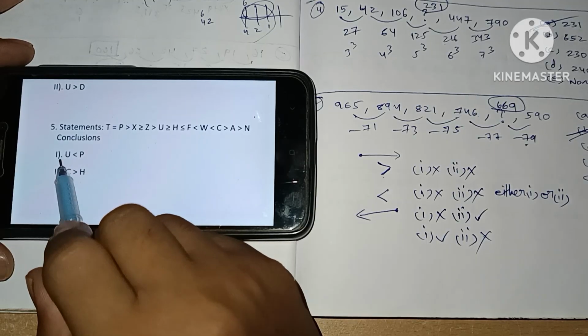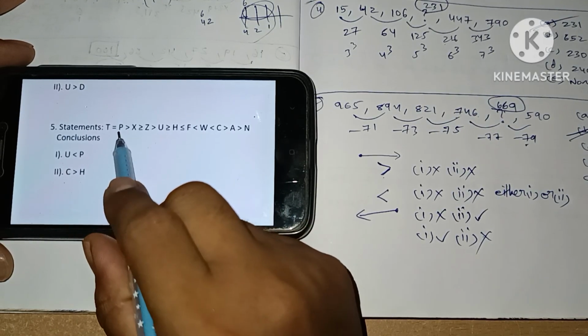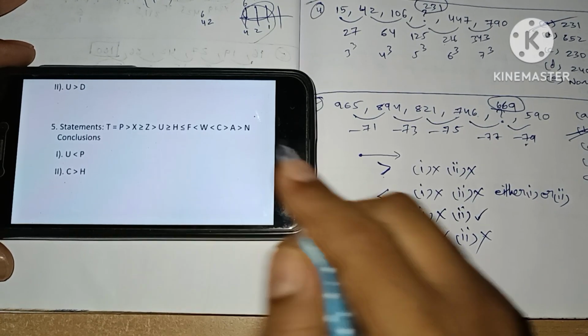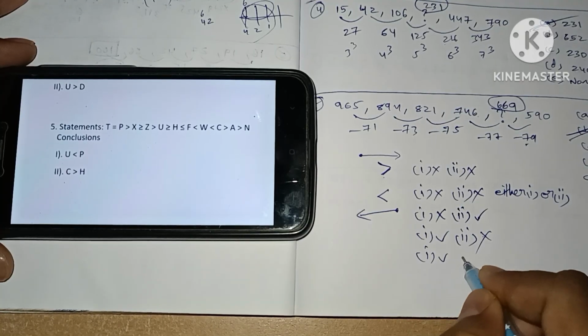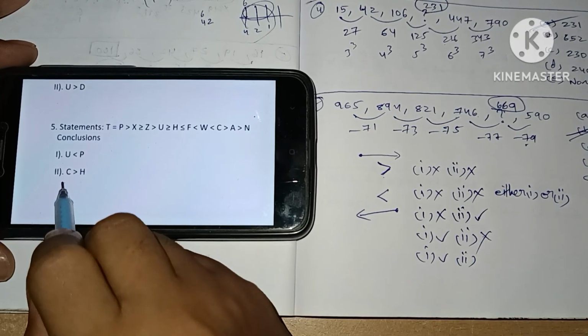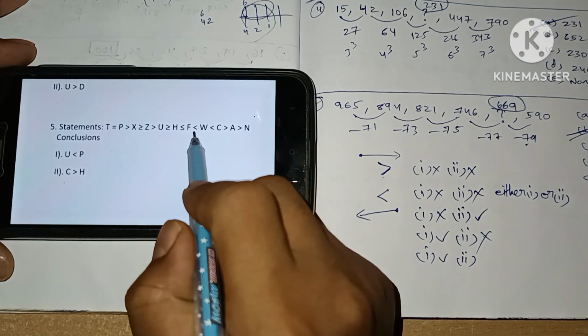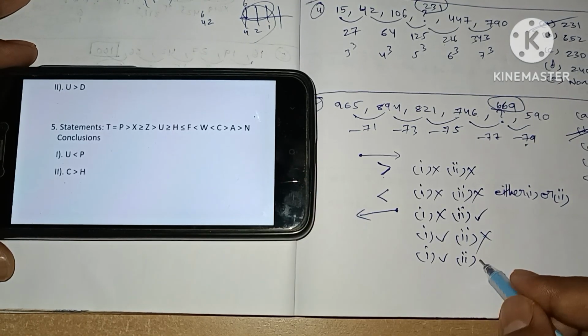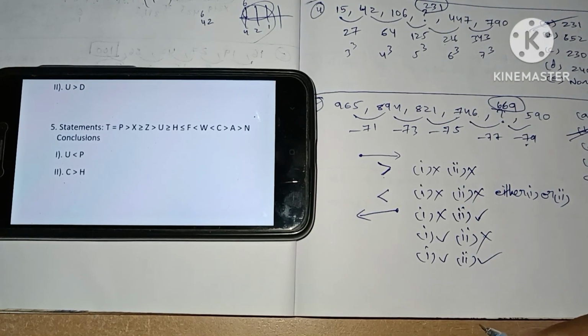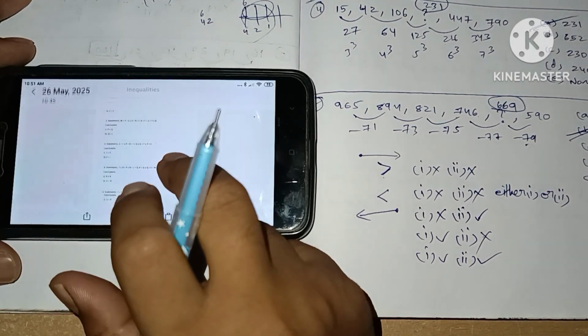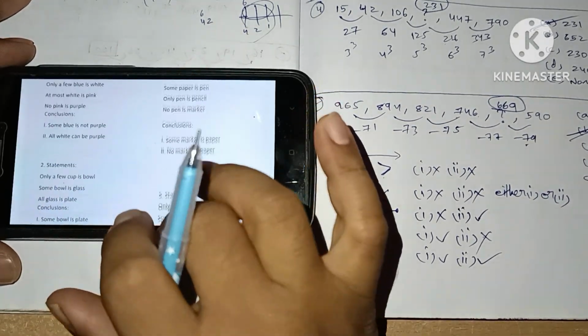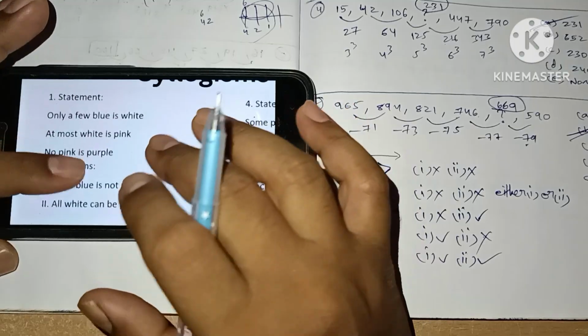Fifth question, the flow from P to U. From P, we can reach to U. Possible. First one will be true. Second conclusion, the flow from C to H. From C, we can flow up to H. Yes, it is true. Both 1 and 2 are true here. Now we are going to see syllogisms. Syllogisms, first question.